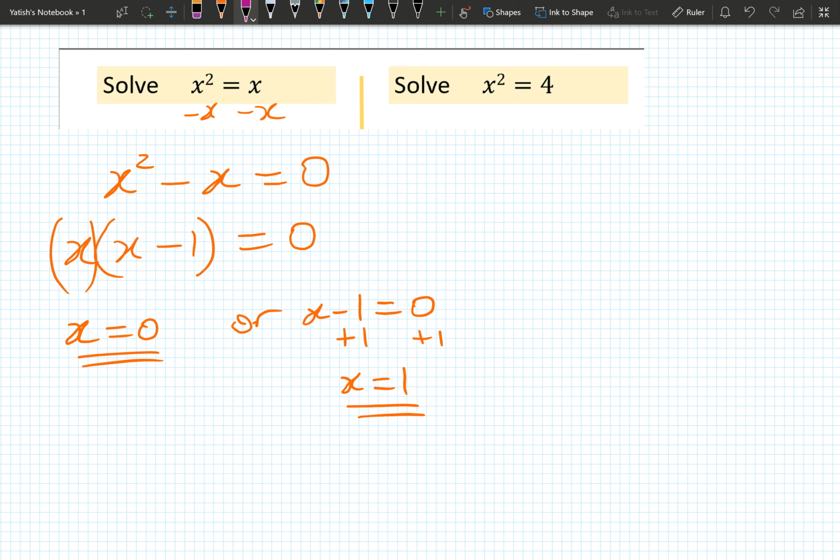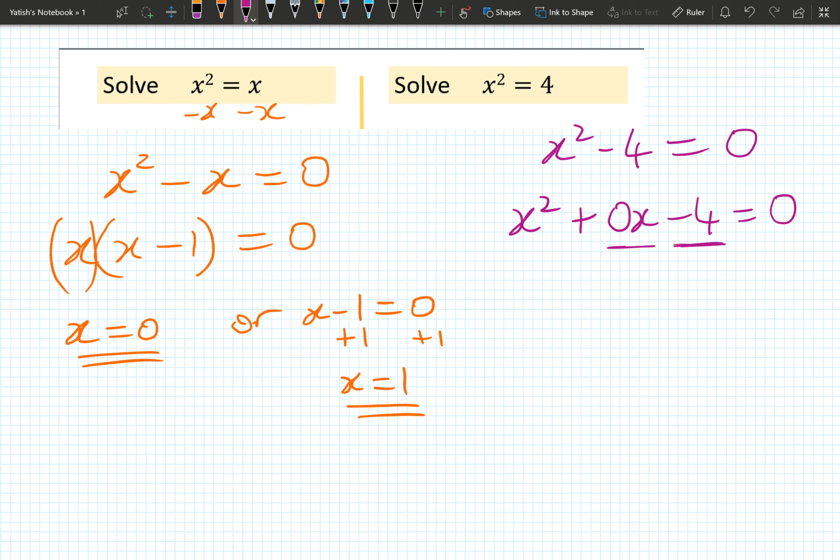First of all, I'm going to take away 4 from both sides. So I have x squared minus 4 equals 0. Now you'll notice there's no term with an x there. So we can just add a 0x in the middle. So we get x squared plus 0x minus 4 equals 0. And now it looks more like the type of quadratics that you've seen. So what two numbers will multiply to negative 4 and add to 0? Well, it's going to be negative 2 and positive 2.